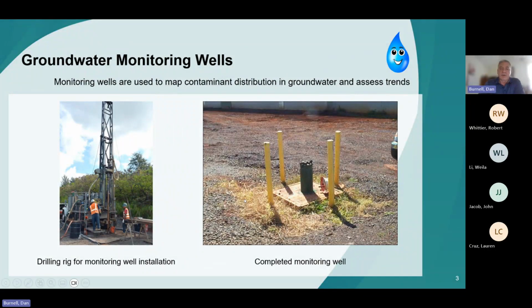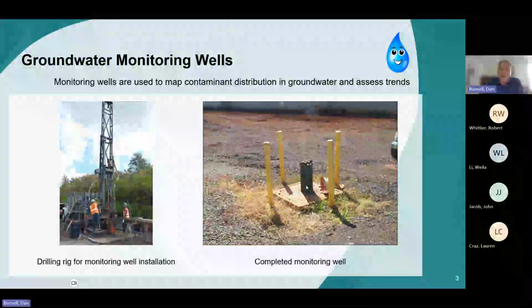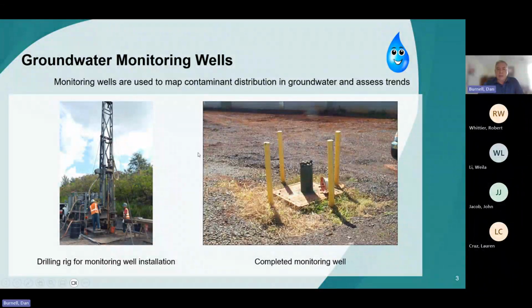These monitoring wells, when they're completed, will look like this. And once these monitoring wells are installed, there's going to be a number of them depending on the size of the plume. We'll then sample those wells to try and map out the distribution of where the plumes are in the subsurface from groundwater impacts.